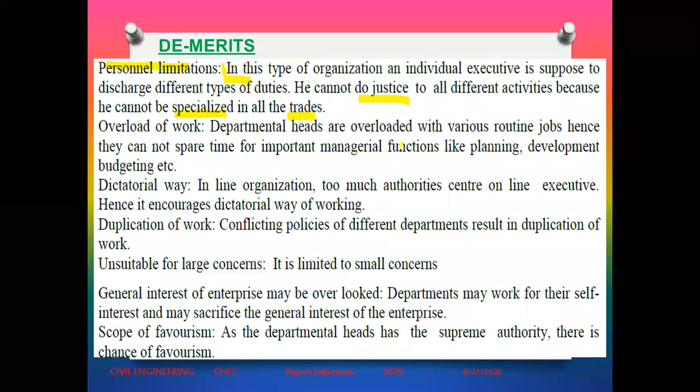The foreman has to do that, and they have to tell the same to those under them. So if limitations exist, it is because you don't have any freedom to deliver directly with your coordinates. Next, overload of work. Departmental heads are overloaded with various routine jobs, hence you cannot spare time for important managerial functions like planning, development and budgeting.